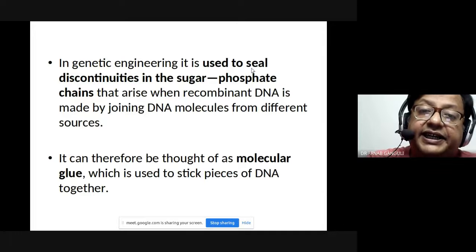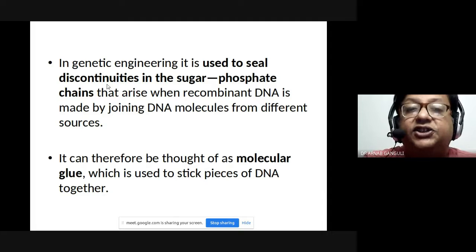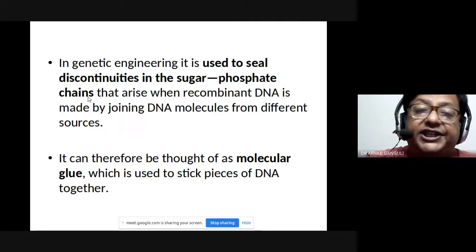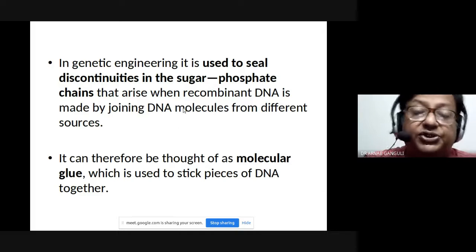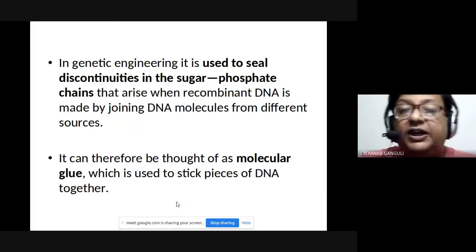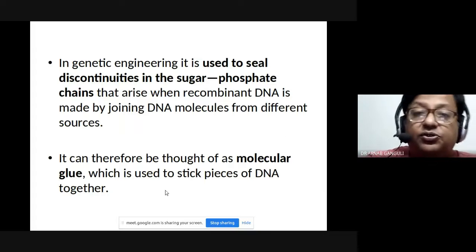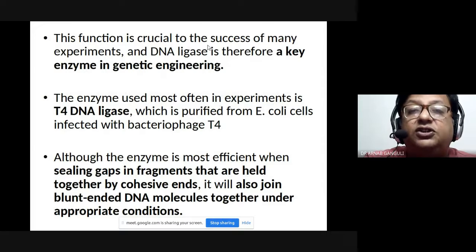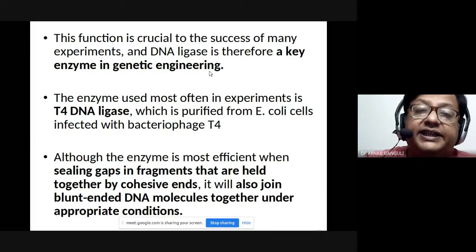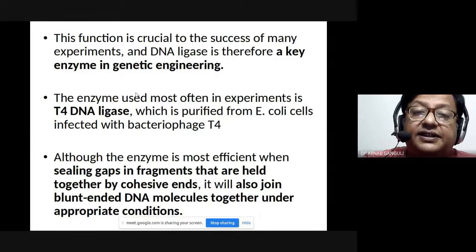In genetic engineering, it is used to seal discontinuities in the sugar phosphate chains that arise when recombinant DNA is made by joining DNA molecules from different sources. So it's like a molecular glue. This function is crucial to the success of many experiments, and DNA ligase is therefore a key enzyme in genetic engineering. Most often we use T4 DNA ligase.